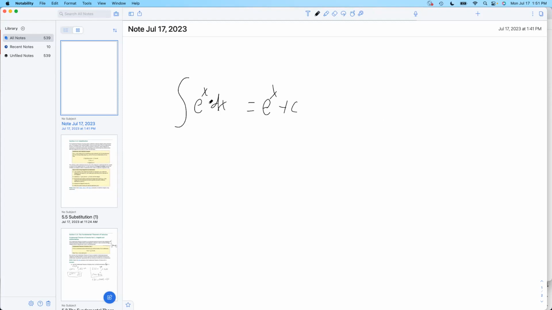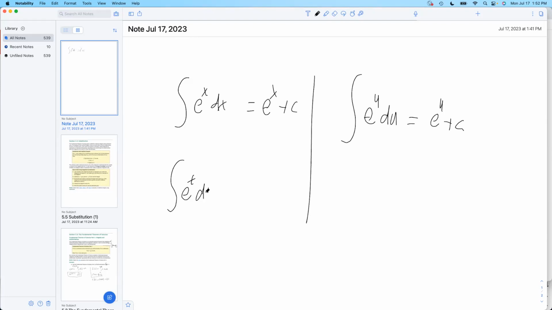Now, you always got to keep in mind when you're doing derivatives or antiderivatives, this x is just a dummy variable. This is true no matter what variable I had. The antiderivative of e to the u du would be e to the u plus c. Or the antiderivative of e to the t dt would be e to the t plus c.